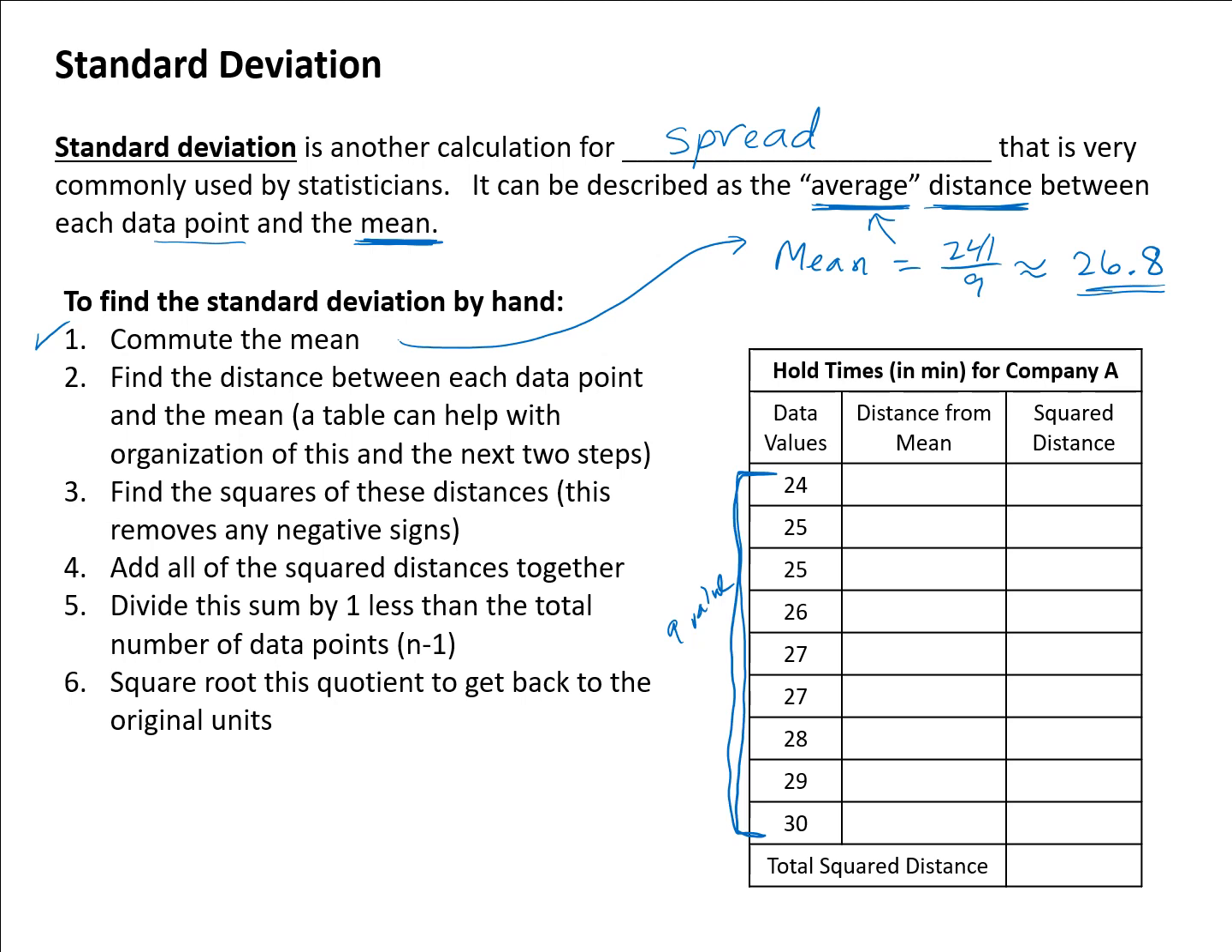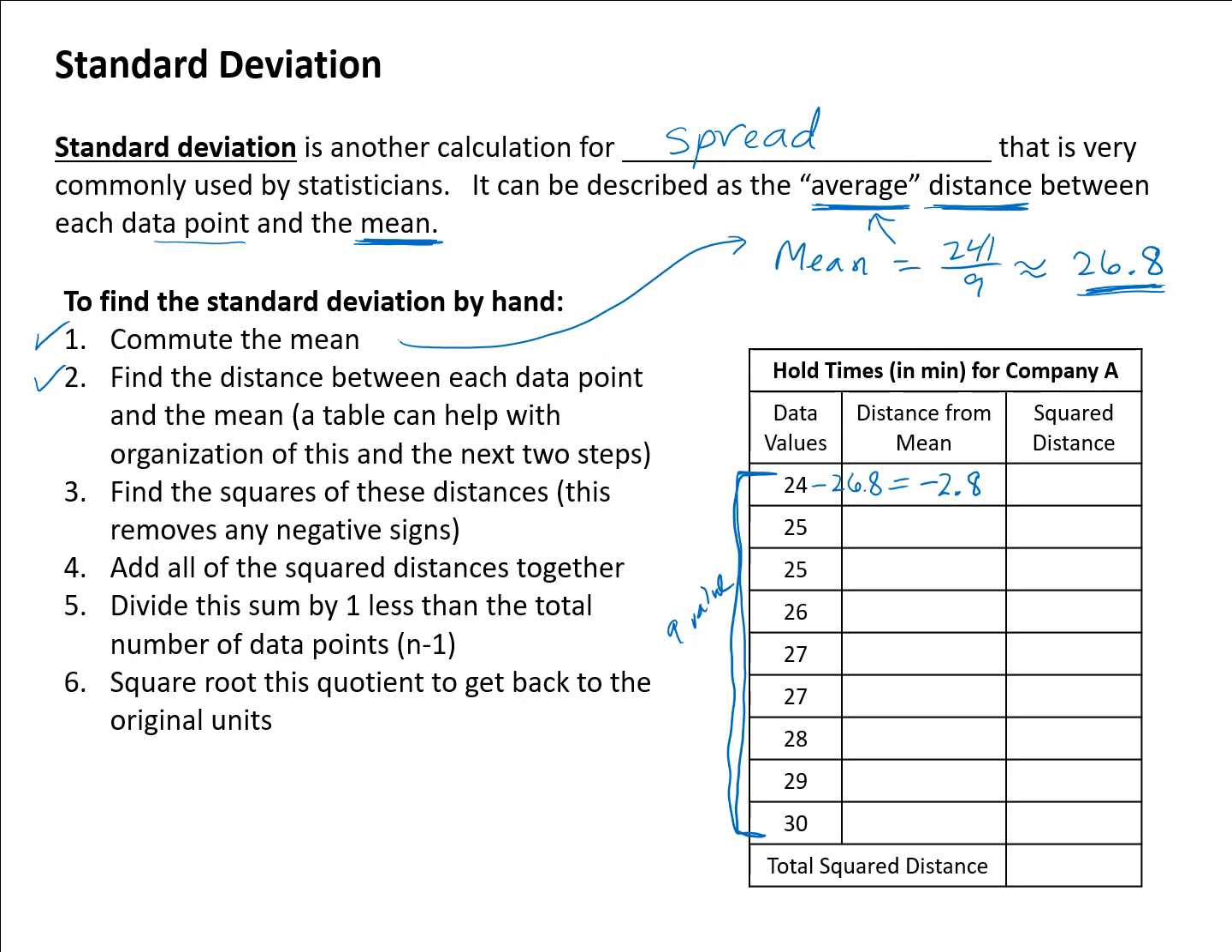Next, we're going to find the distance between each data point and that value of the mean. A table, which is why I have a table set up here, can really help you organize this information when you're calculating standard deviation. So we're going to take each data point and subtract 26.8 to find the distance between the data point and the mean. Normally we wouldn't write minus 26.8, but I wanted to emphasize that's what I'm doing. So when I do that, 24 minus 26.8, I do get a negative because the mean is higher than the data point. When I subtract a larger number from some smaller number, I get a negative.